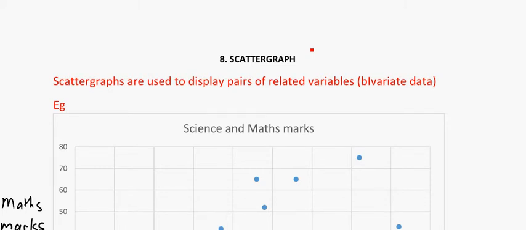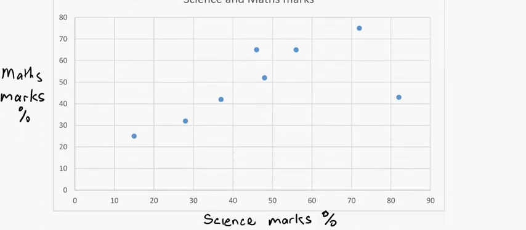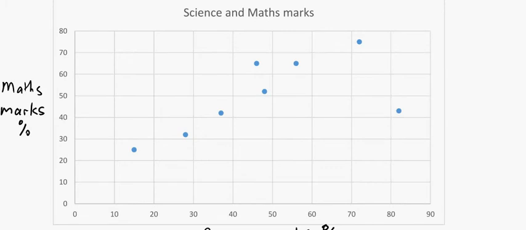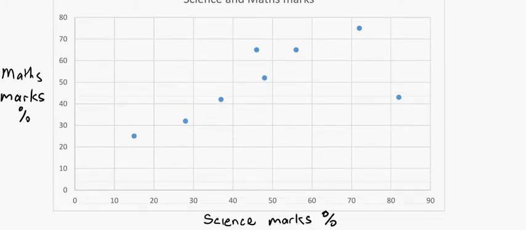Okay, our last graph for this series is called a scattergraph, and a scattergraph is used to display pairs of related variables, and this is called bivariate data. This scattergraph compares science percentage marks with maths percentage marks. So we can see it has a title, it has the maths marks on the vertical axis and the science marks on the horizontal axis.